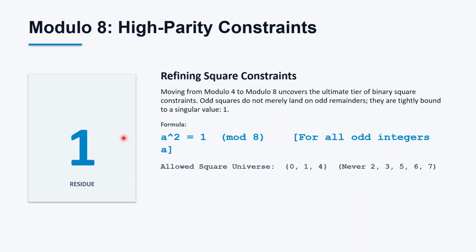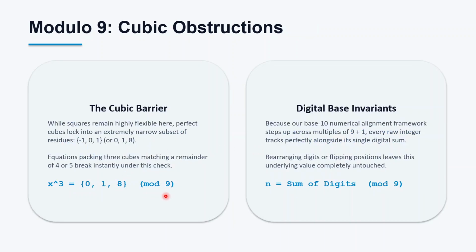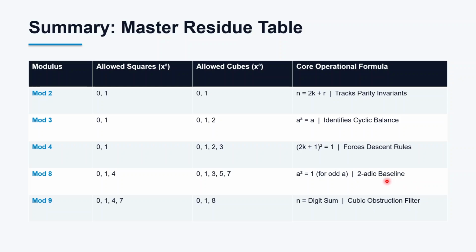Mod 8 is just the expanded version of mod 4. You just have to remember this formula, okay? So mod 9 is just a sum of digits. This formula is only for conceptual exams. For normal concepts and applications, this is enough. Okay, this is a summary. You can take a screenshot of it.